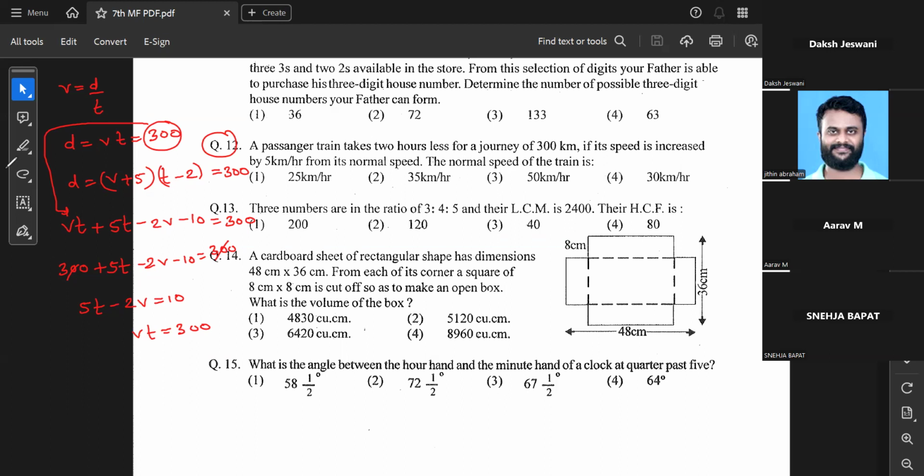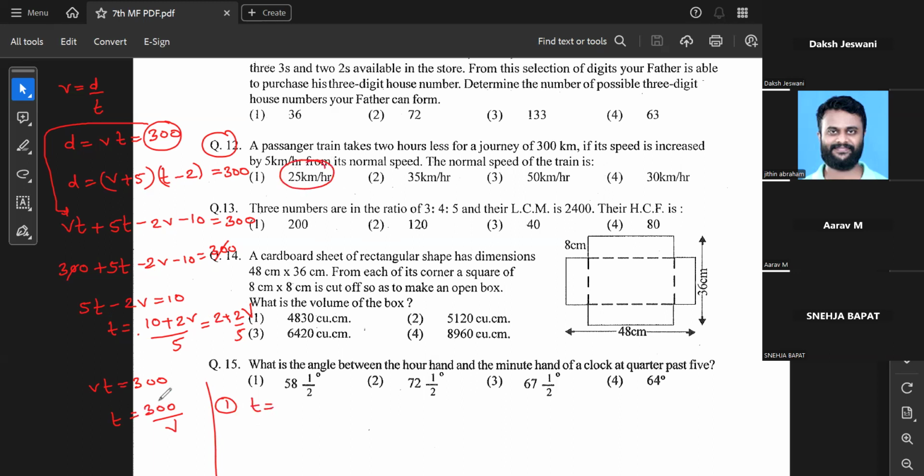So I'll do one thing. I'll just bring it down. So over here, t is equal to 10 plus 2v upon 5. This can be further reduced as 2 plus 2 by 5v, and over here t is equal to 300 upon v. Now let's try to put the options one by one and check whether it is satisfying or not. So let me try the first one, 25.